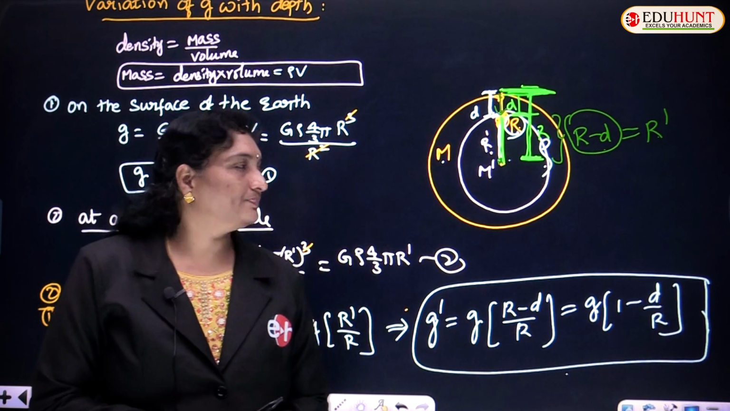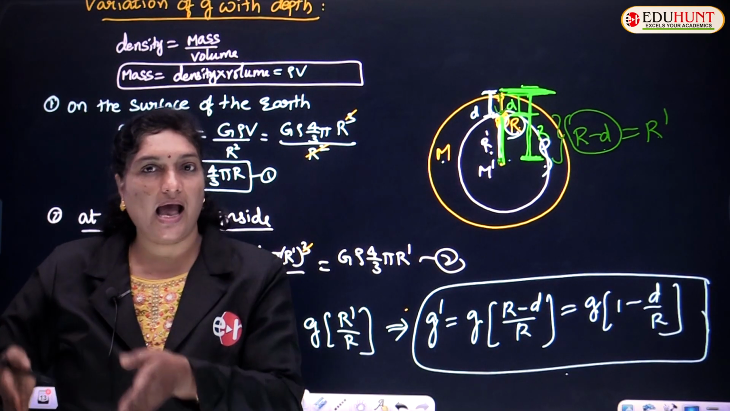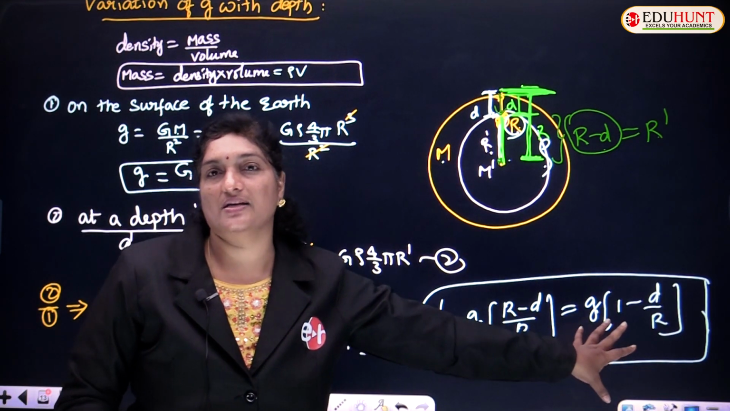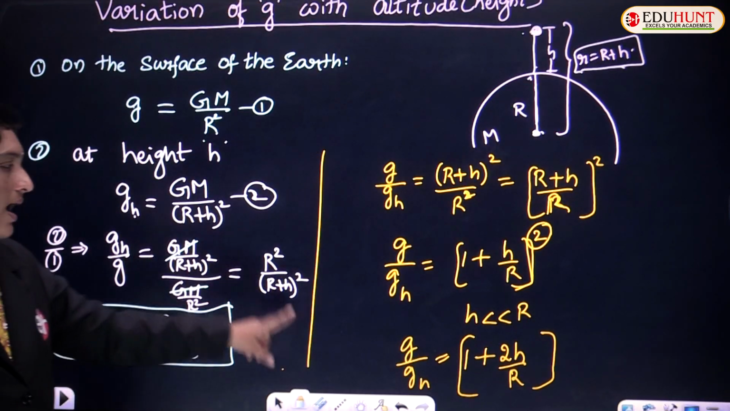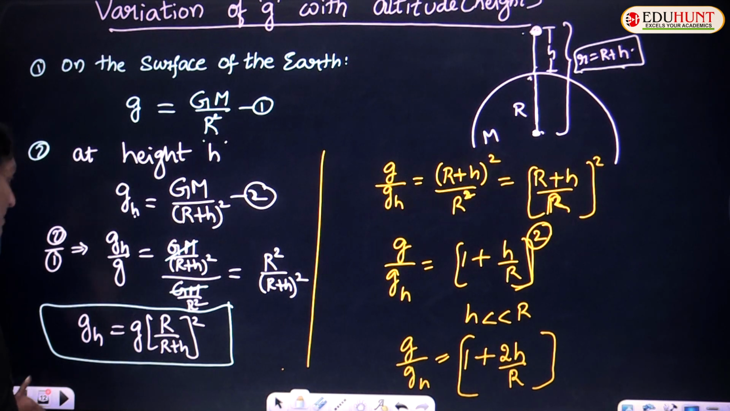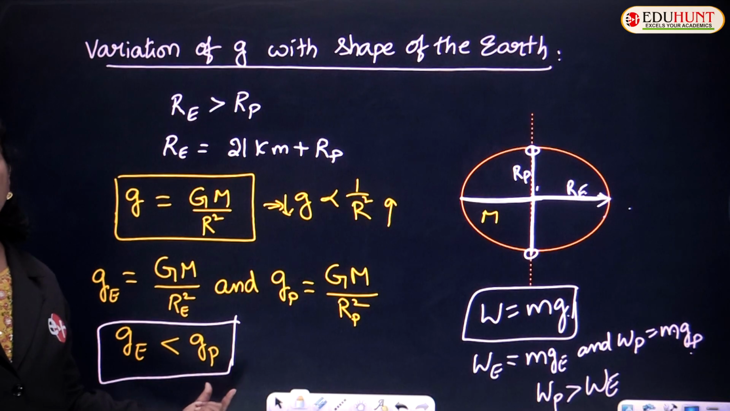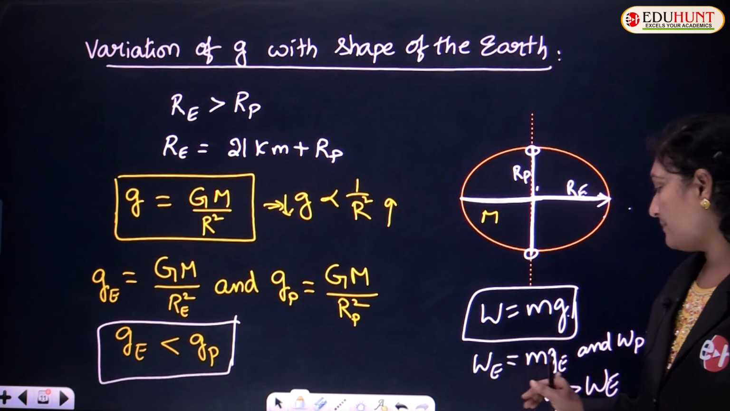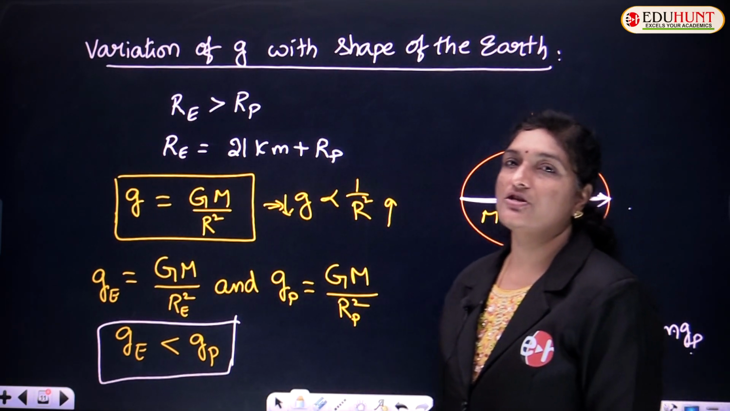Okay. So, this is all about the variation of G with respect to the shape, with respect to the height or altitude, and with respect to the depth. So, these formulas you need to remember, children. G dash is equal to, at depth, G times of 1 minus D by R. At height, GH is equal to G times of R by R plus H whole squared. With respect to the shape of the Earth, we consider that gravity at the equator is lesser as compared to the gravity at the poles, and hence weight at the equator will be lesser as compared to the weight at the poles. Okay. So, this is all about the variation of G.